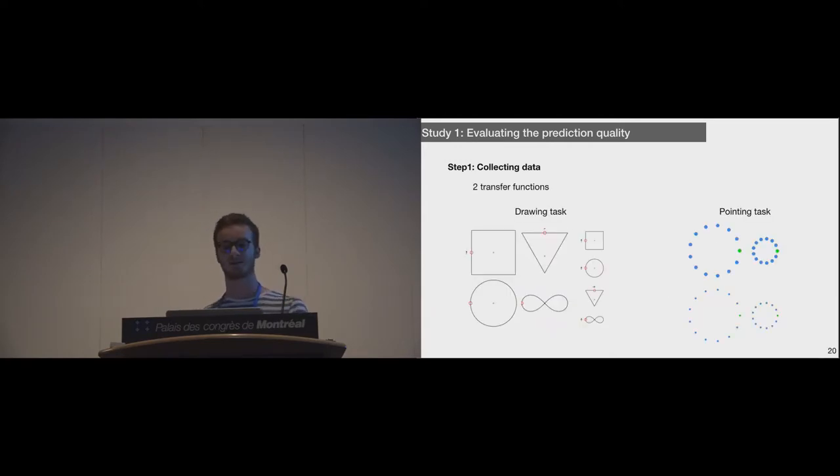The design of the experiment used two transfer functions and two tasks, each with its own design. The drawing task used four shapes, two sizes, and two directions of drawing, clockwise and counterclockwise. The pointing task used two distances, two sizes, and 13 targets.